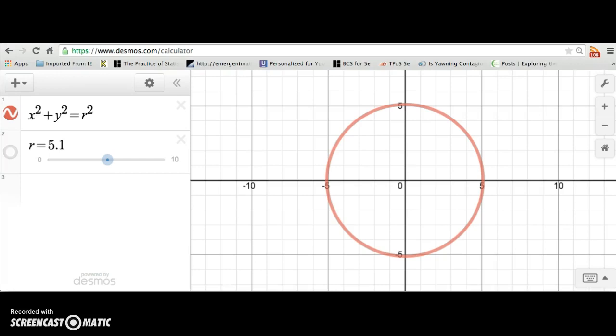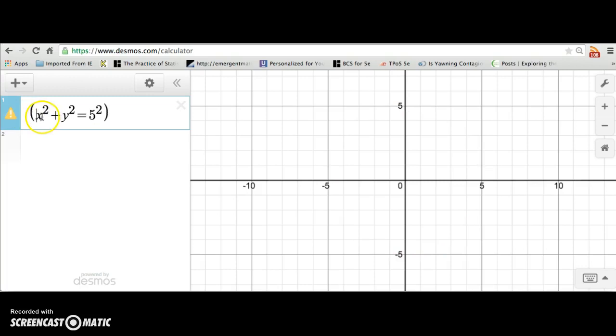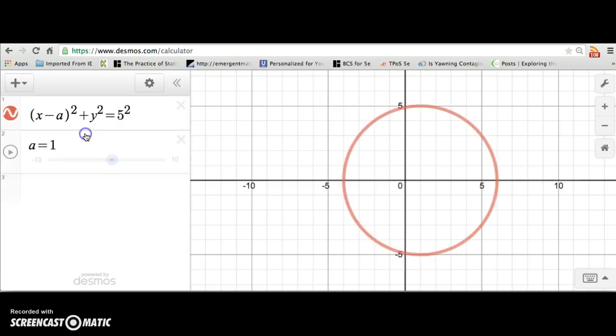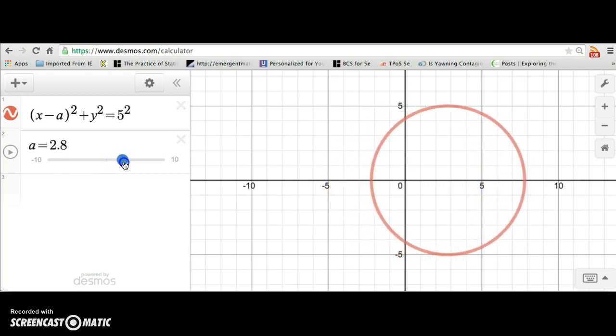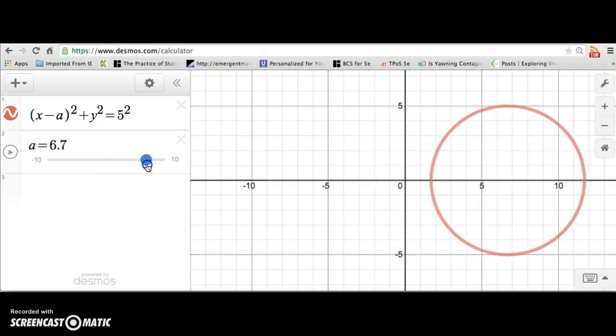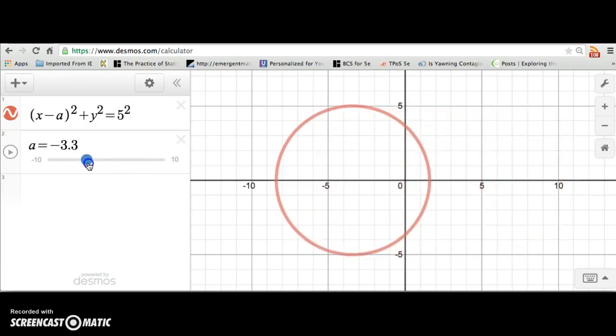So let's say we've got a radius of 5 again. Let's change this back to 5. And let's see what happens if we just change the x-coordinate a little bit. So right now we're centered at the origin. And then as A gets bigger, my circle moves to the right, and as it gets smaller, it moves to the left. Interesting.